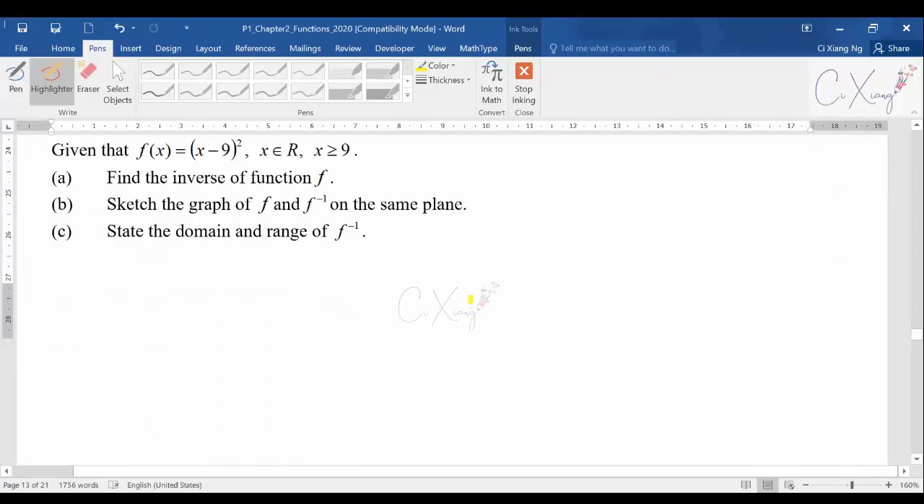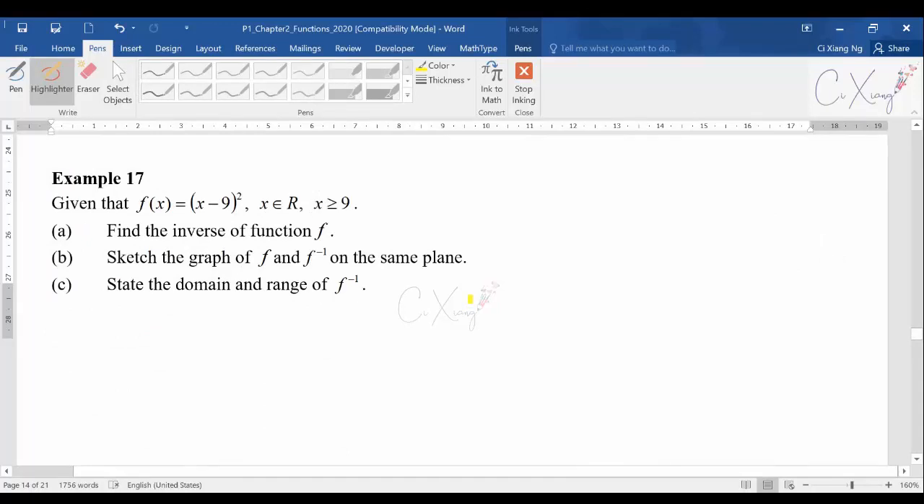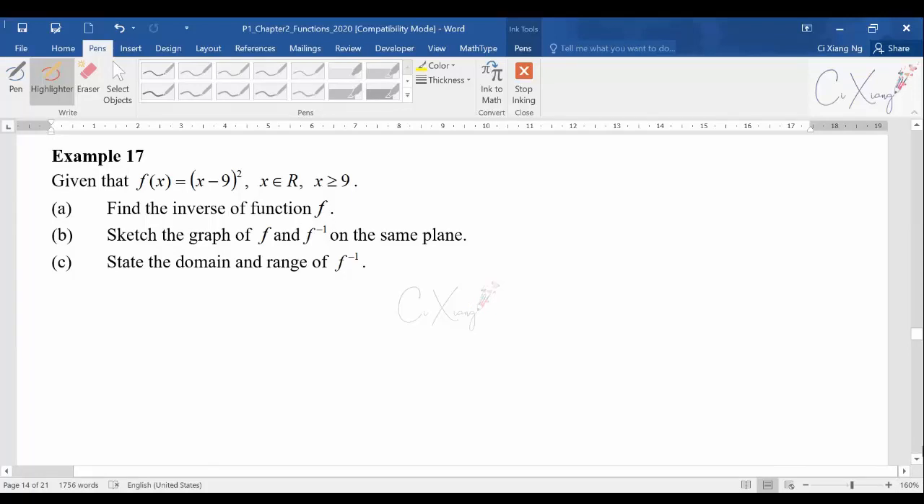Okay, so example 17. Let's have a look here. So what they give you, now they are giving you a quadratic equation. When you look at this, it already gives you the quadratic equation in a completing square form. You're having a plus 0 at the back. So this is already a completing square form, and the domain given is x greater than or equal to 9.